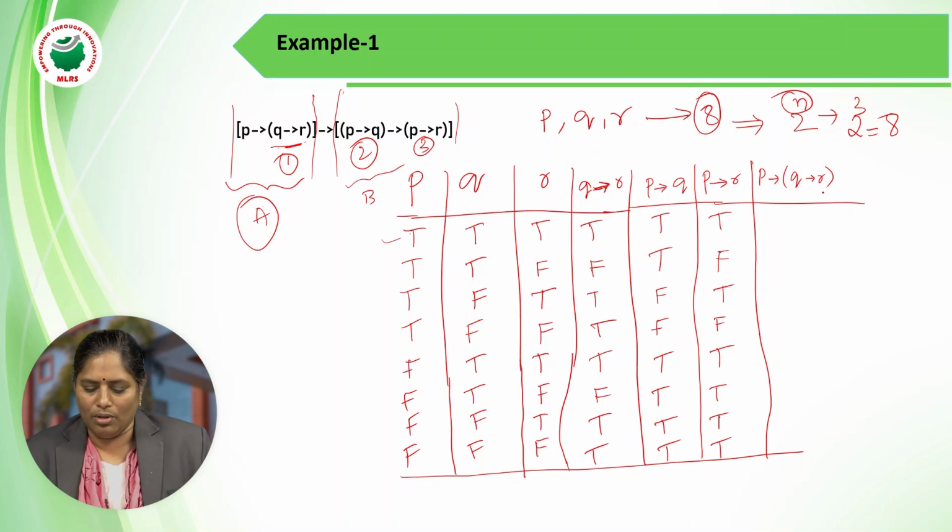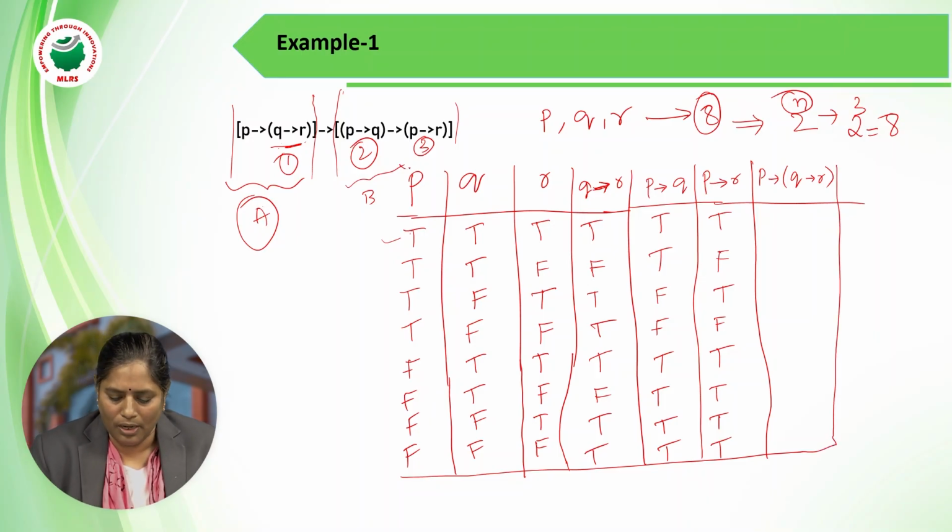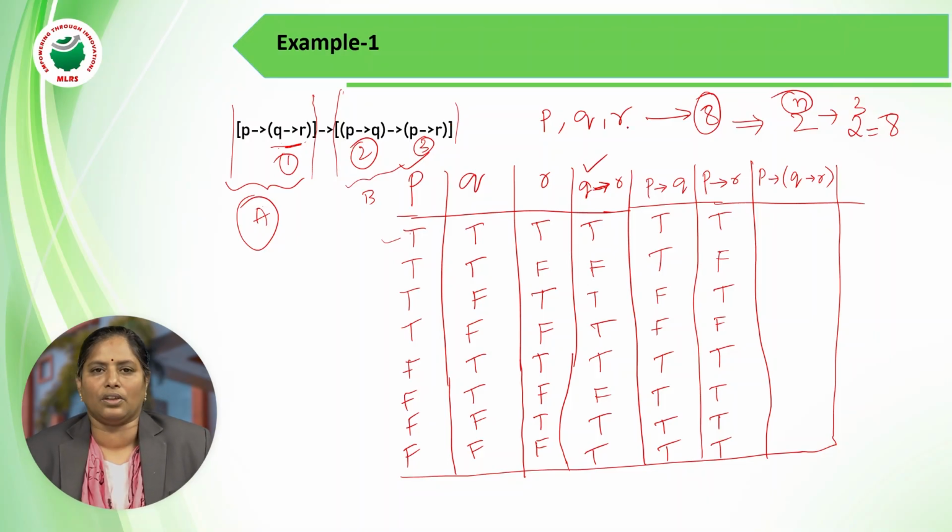P implies Q implies R. So here I am applying implication on the first column and fourth column. Now here I am checking if the first column is true and the fourth column is false, then it gives false. Remaining cases it is true.